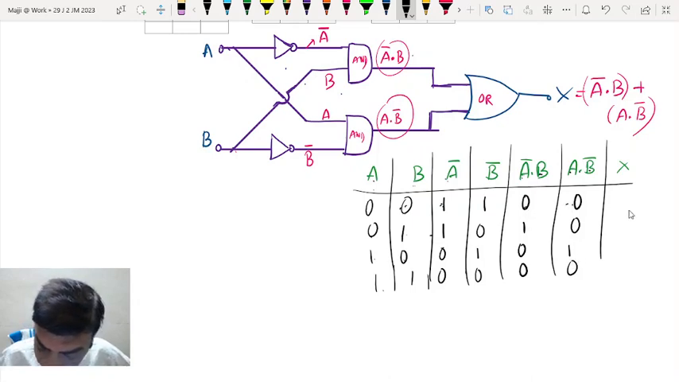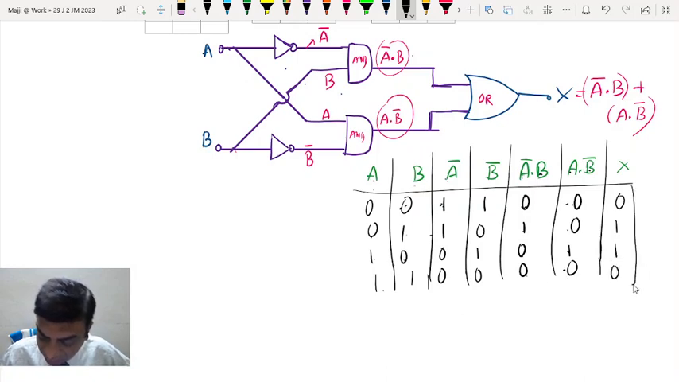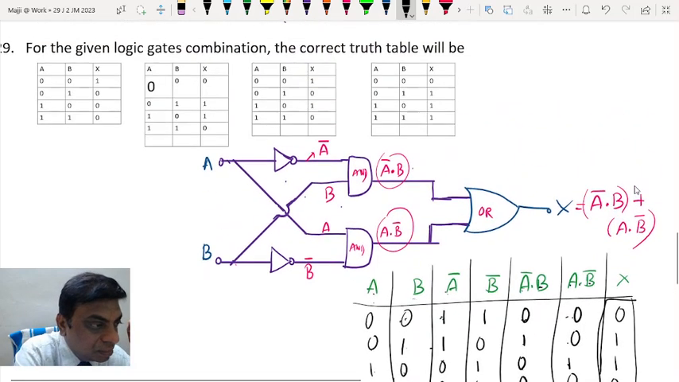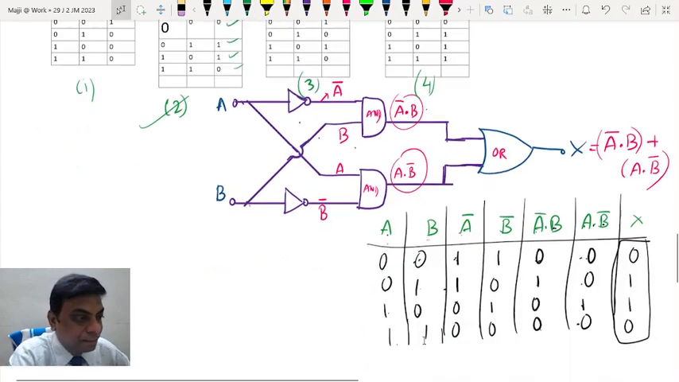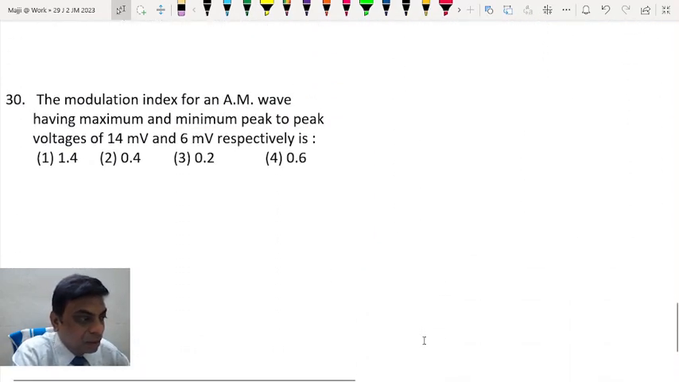Now OR means at least one of them should have 1. So then the end result will be 1. So this will be 0. 1 or 0 is 1. 0 or 1 is 1. 0 or 0 is 0. So this is the end result. So let us check the answer. 0 1 1 0. So here we have 0 1 1 0. So second option is the correct answer. This is first, this is the third option, and this is the fourth option. So second option is the correct answer. Then moving on to the next question.